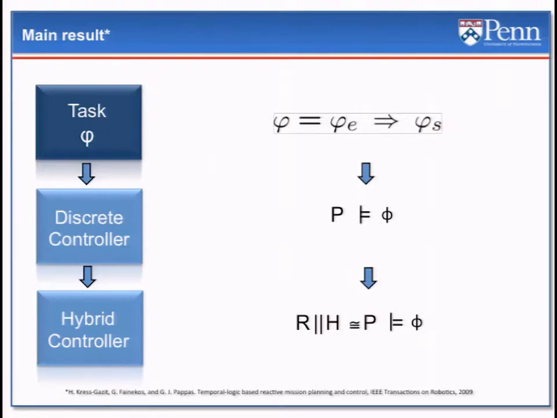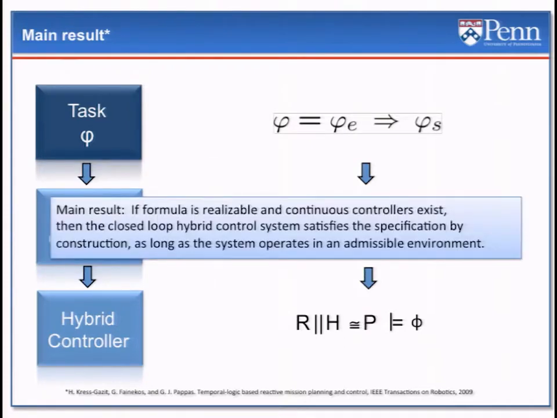That's basically it. And at the end of the day, the guarantee you get is that if you can synthesize the controller and you can design continuous controllers, then you will meet the spec as long as the robot operates in an admissible environment, meaning an environment whose assumptions you have modeled in that formula phi. If the robot does not operate in such an environment, all bets are off. We cannot really guarantee anything.